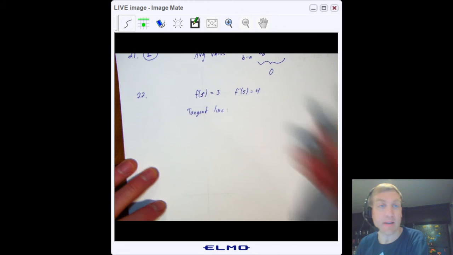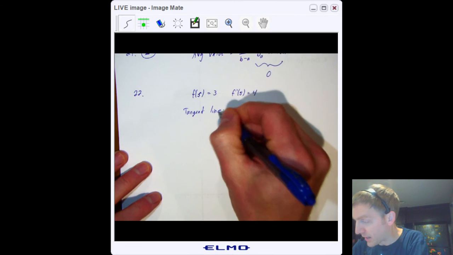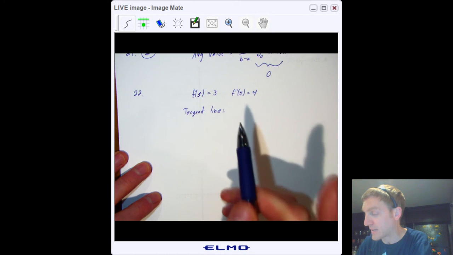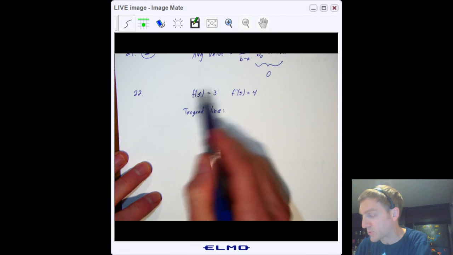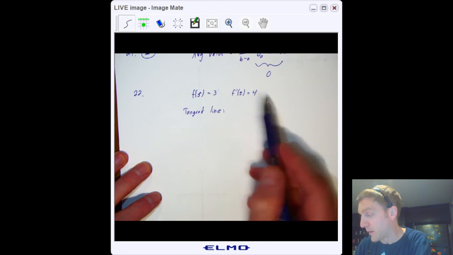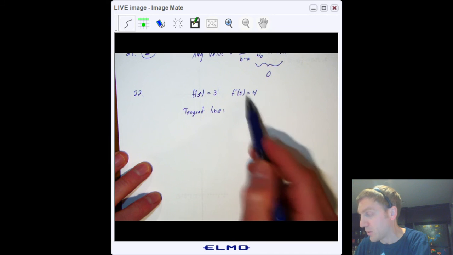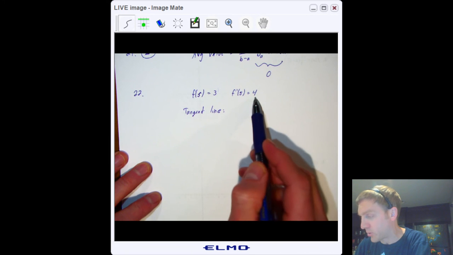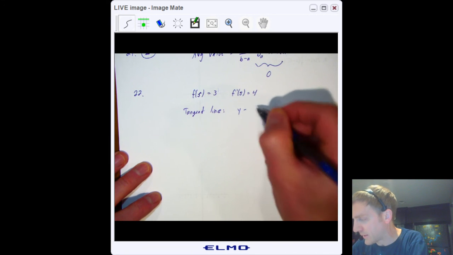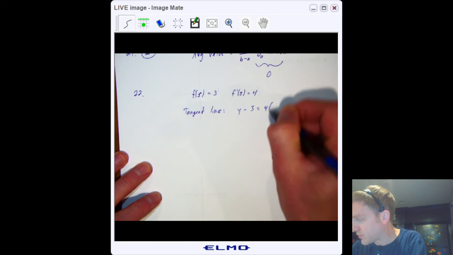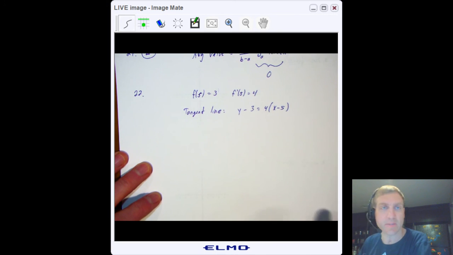Which we've done many, many times before, right? We've talked about that. Tangent line, what do we need? We need 2 things, a slope and a point. Well, guess what? That's what you're given. There's your point, 5, 3, and the derivative at 5 is the slope. So you have all the information right there. You don't have to do any work. All you have to do is write the tangent line. Y minus y1 equals the slope times x minus x1.